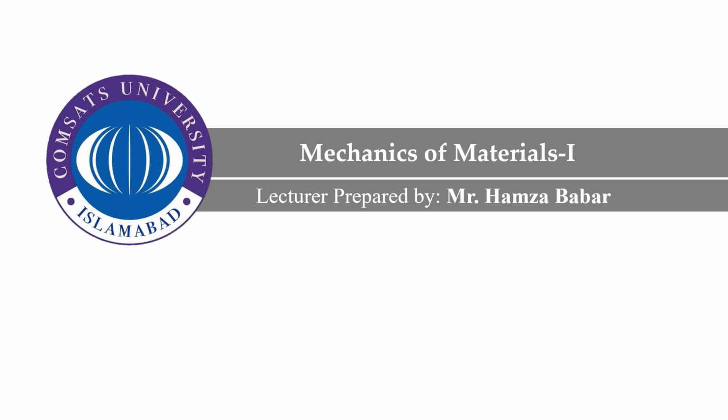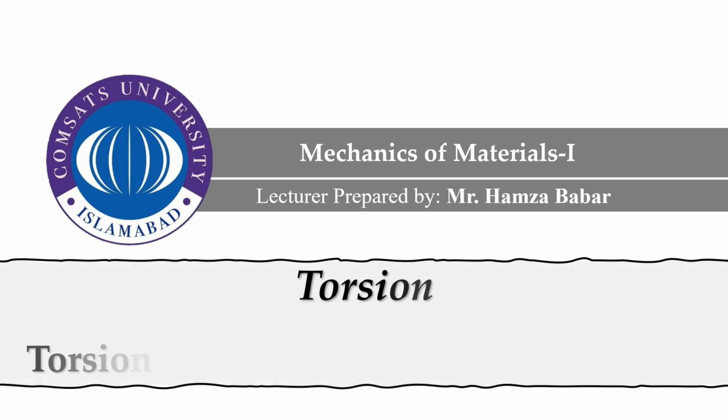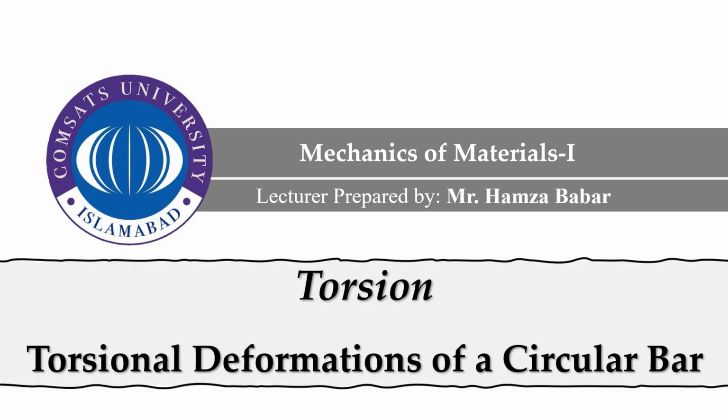In previous chapters, we discussed the behavior of the simplest type of structural members, namely a straight bar subjected to axial loads. Now we consider a slightly more complex type of behavior known as torsion. However, in this part of the lecture, we will study torsional deformations of a circular bar, with a brief discussion on shear strains at the outer surface, shear strains within the bar, and circular tubes.